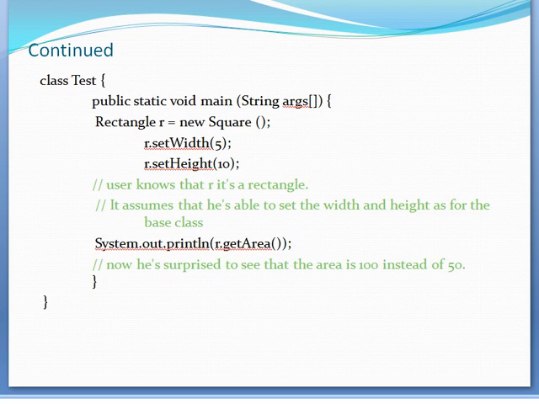In the test class, we make a reference of class Rectangle and an object of our class Square. When we call the reference and set the width and height, here we give 5 and 10. Then we call the getArea method. When we call it, the output will be 100 instead of 50. Why? Because the test called the method in the Rectangle class, which is different from the Square class.